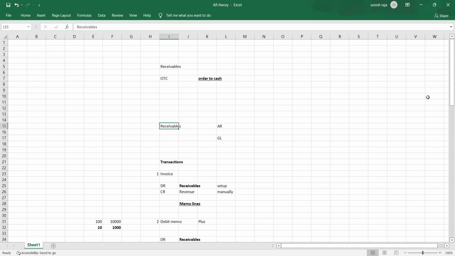See, the receivable module cannot run independently. Every entry has to come to the general ledger. We call it AR, the receivable module.